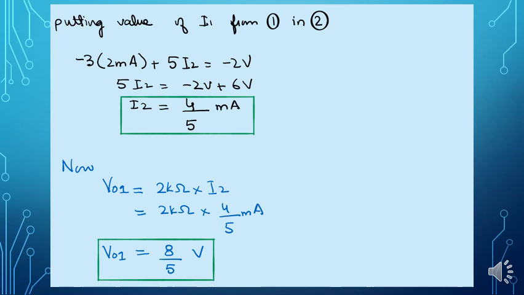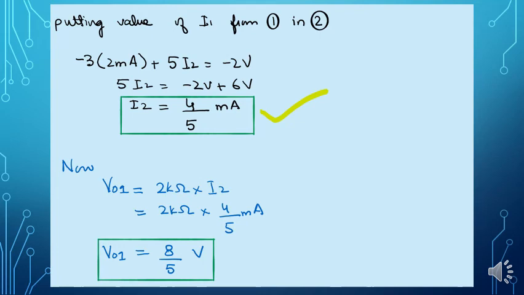Now in our next step, to find out the current I2, as we already know the current I1, we just have to put the value of current I1 in loop number 2. After putting the value of 2 milliampere in loop number 2, we come to know that the current I2 is 4 by 5 milliampere. I have just written 4 by 5 and am not writing the answer in fractional form.